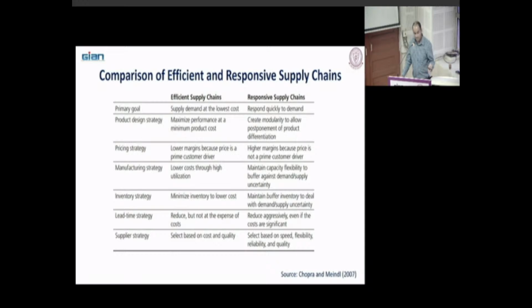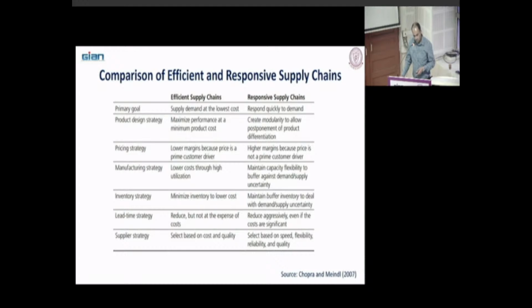What is the primary goal of an efficient supply chain? Focus on the lowest cost. Supply demand at lowest cost. Responsiveness, you want to move the goods fast, quickly. Product design strategy, maximum performance at minimum cost. Here, create modularity. Pricing strategy, low margins. Efficient supply chain means you try to get lower margins because price is a prime customer driver. Here, responsiveness, higher margins. When you order something from Amazon, what does it mean? If you want 1 day delivery, do you care about the cost? No. If you want 1 day delivery, you go with your Prime account, you pay an additional charge. So that's where higher margins come to the companies.